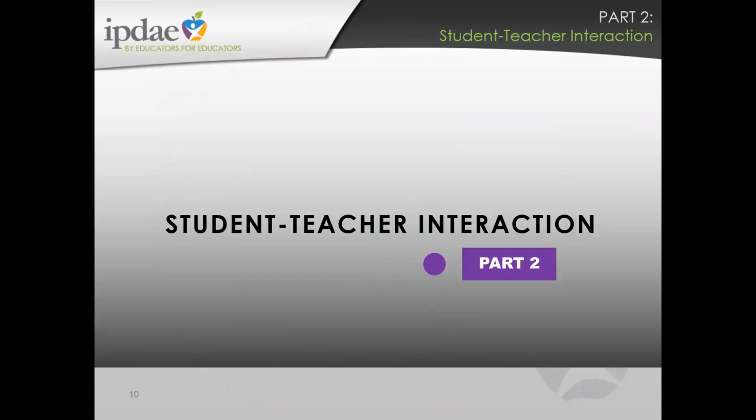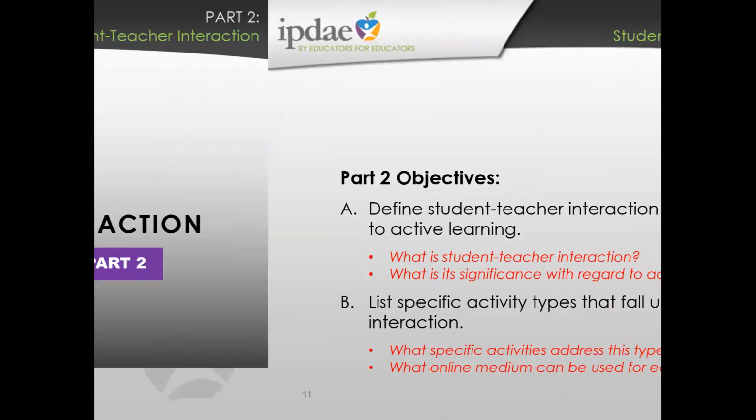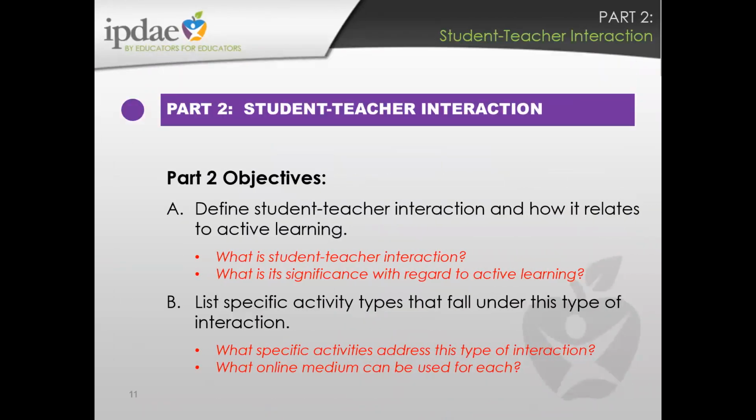Let's move to part 2, and we begin with student-to-teacher interaction. Okay, so you have an understanding of the 3 types of interactions that we are addressing under active learning. And now we're going to take a more in-depth look at each one individually. We begin with student-teacher interaction because honestly, this is the one that the majority of you are the most familiar with. The objectives as we dig deeper into each of these are standardized throughout.